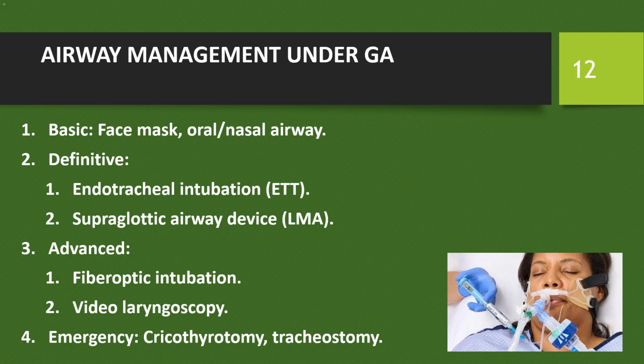1. Cricothyrotomy, an emergency procedure involving an incision in the cricothyroid membrane to establish an airway when other methods fail. 2. Tracheostomy, a surgical procedure to create an airway by making an opening in the trachea, often performed in critical situations or for long-term airway management.